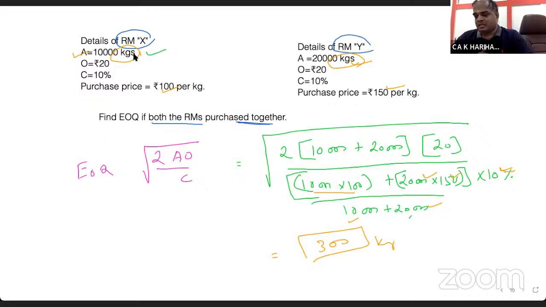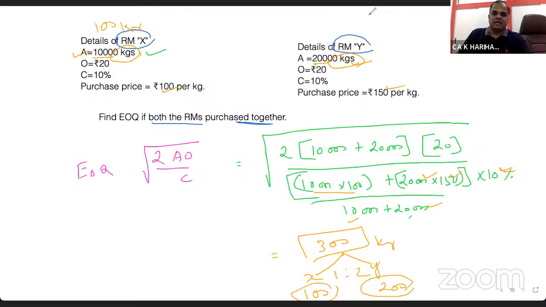Now 300 represents raw material X, or raw material Y, or raw material X and Y together? Yes, both. But we have to segregate, EOQ for X separately and Y separately. X and Y in what combination are they purchasing? 10,000 and 20,000, so a 1:2 ratio. So 100 and 200. EOQ for X is 100 kgs and for Y is 200 kgs. Such a beautiful problem, or not?